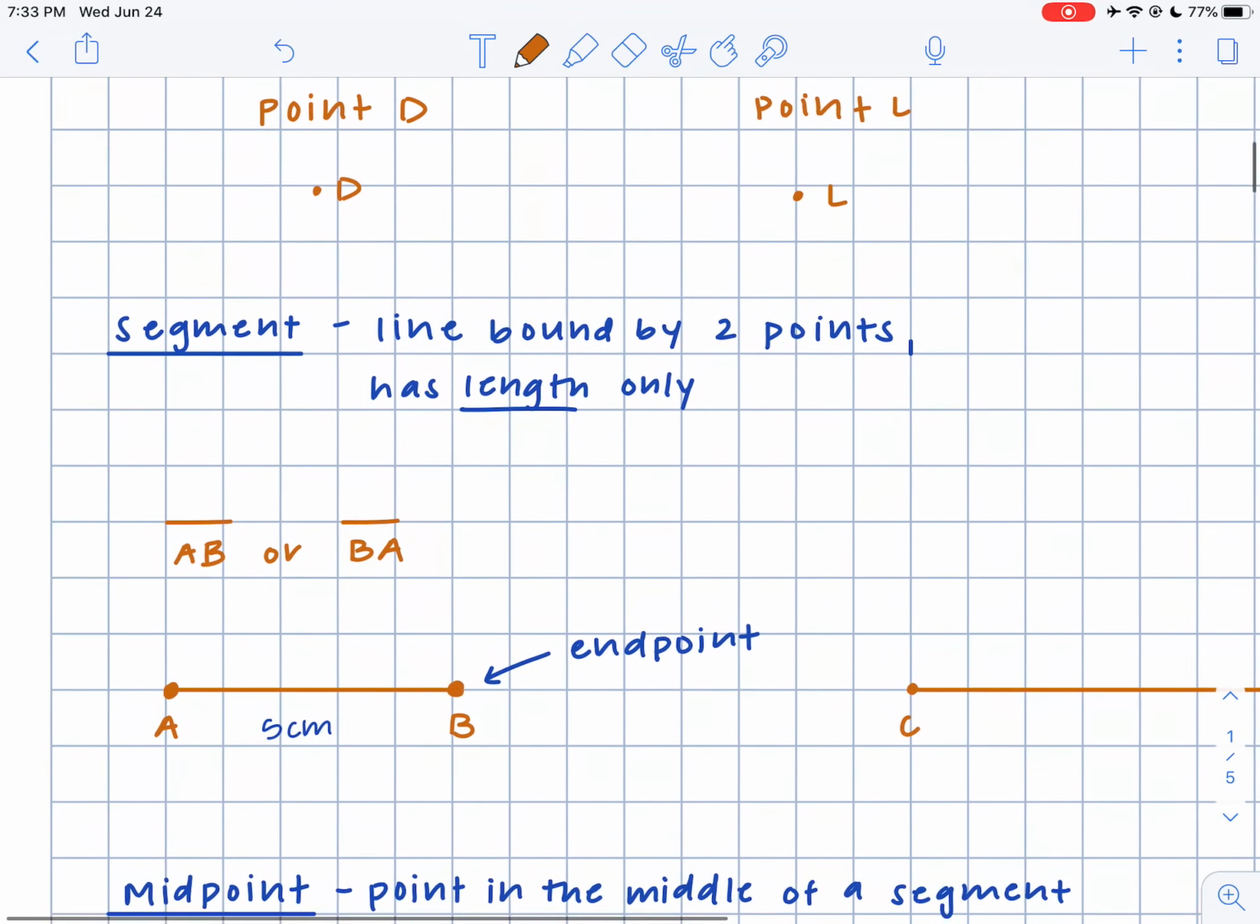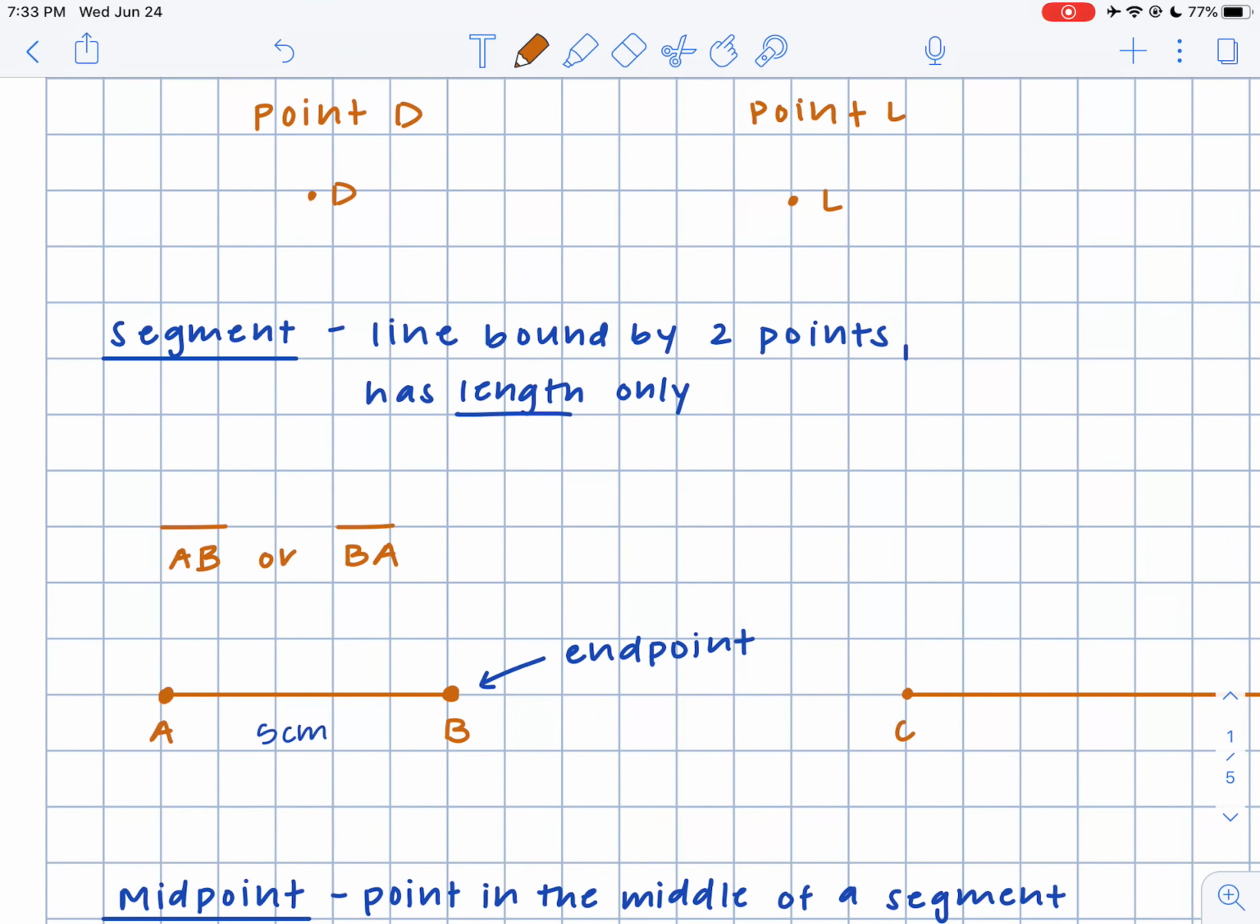So now, next, segments. These are lines bound by 2 points, and it has length only. Remember, it's bound by these endpoints, and it cannot go past it. So we can name these in 2 different ways. We could say segment AB or BA. Now, why do we write it like this? Well, it's tedious to write segment AB, so just writing a line and the letters A and B is a lot more short. And again, there are 2 different ways to name this type of segment. We can go in this way, AB, or the other way, BA.